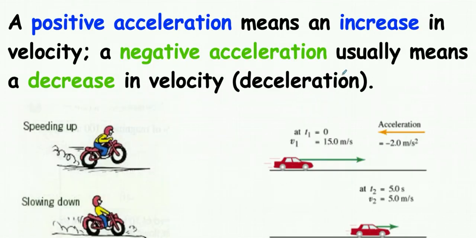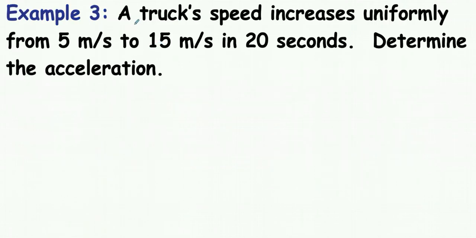So we've talked about this already. We're going to jump in. So a truck's speed increases uniformly from 5 meters per second to 15 meters per second in 20 seconds. Determine the acceleration. So uniform, that just means it's a constant acceleration. All the problems that we'll be doing here will be uniform acceleration, so there's no change, and we'd have to calculate 4 or 5 different accelerations. It's just going to be one acceleration, okay?